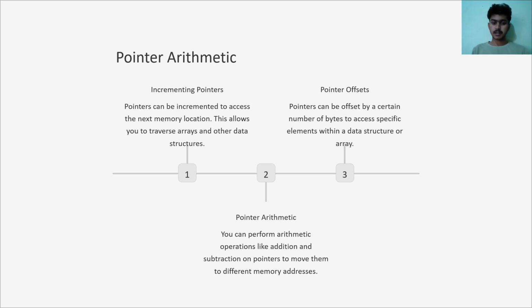Pointer arithmetic. You can perform arithmetic operations like addition and subtraction on pointers to move them to different memory addresses. Pointer offsets. Pointers can be offset by a certain number of bytes to access specific elements within a data structure or array.